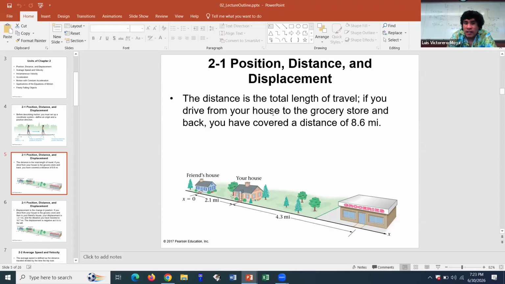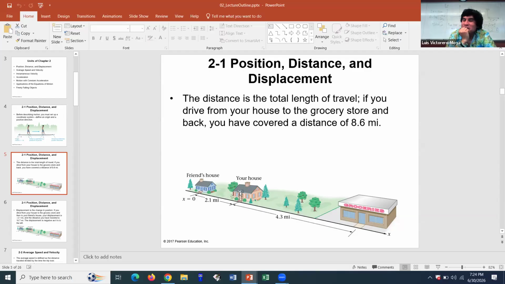distance. Now it says here that you drive from your house to the grocery, and then you go to your friend's house. No, then if you go back, okay, yeah. If you go from your house to the grocery store and then you go back, that's 4.3 plus 4.3, that's 8.6. But guess what? Look, you are in your house, right? You go to the grocery store and then you go back to your house. The distance is 8.6, but the displacement is 0.